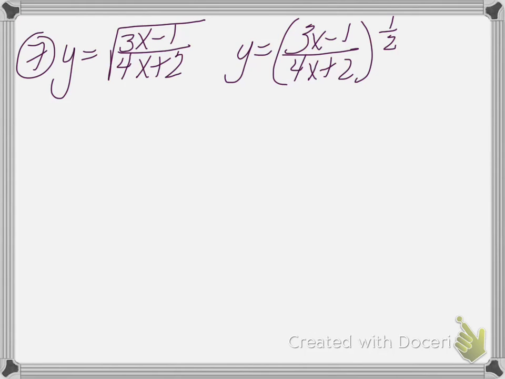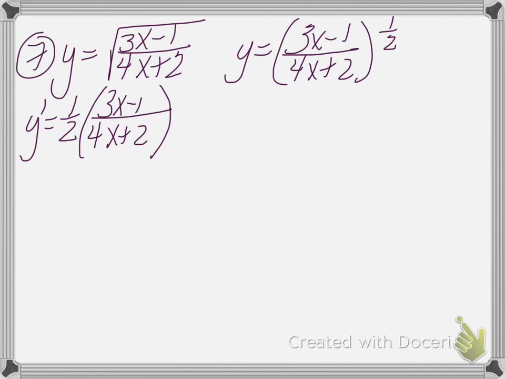Okay, and now this is sort of like the previous problem. This is going to require a chain rule. Bring down the 1/2, keep the inside. 1/2 minus 2/2 is a -1/2. Now you need the derivative of the inside, which will be a quotient rule.